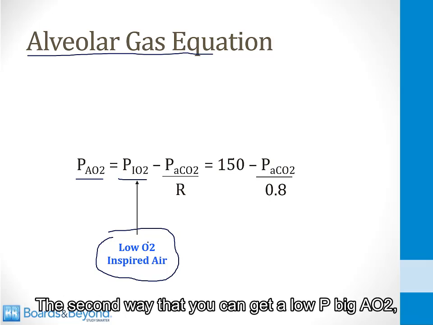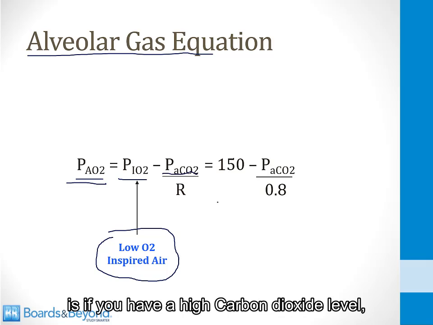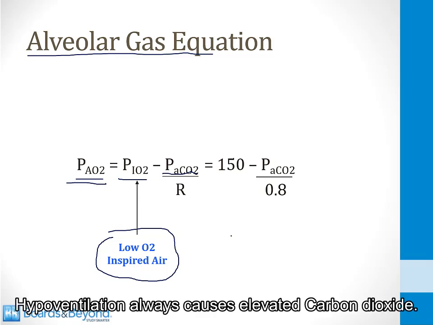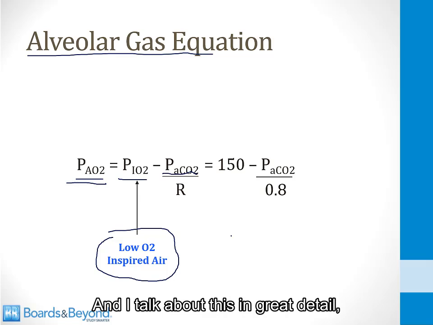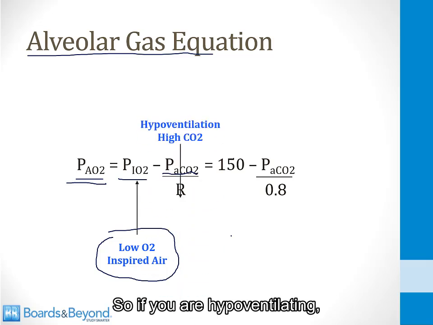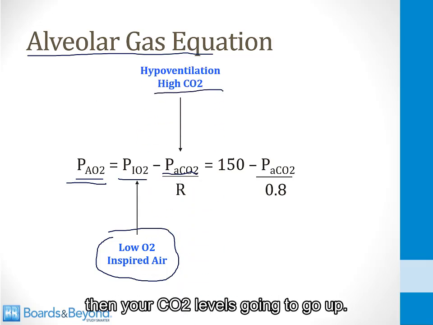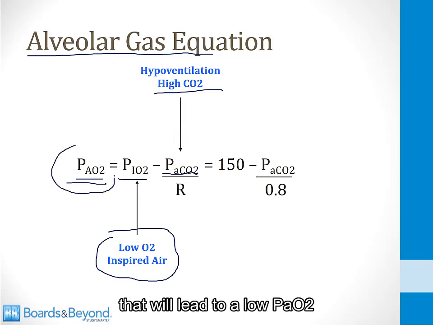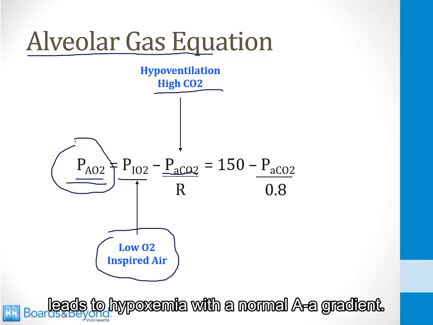The second way that you can get a low P big AO2 is if you have a high carbon dioxide level. And when do you get a high carbon dioxide level? That's when you hypoventilate. Hypoventilation always causes elevated carbon dioxide, and I talk about this in great detail in the video on ventilation and perfusion. So if you are hypoventilating, then your CO2 level is going to go up, and according to the alveolar gas equation, that will lead to a low PAO2, and a low PAO2 leads to hypoxemia with a normal AA gradient.